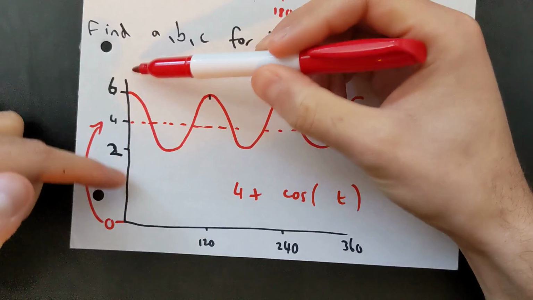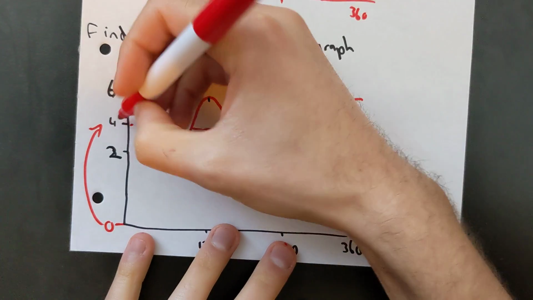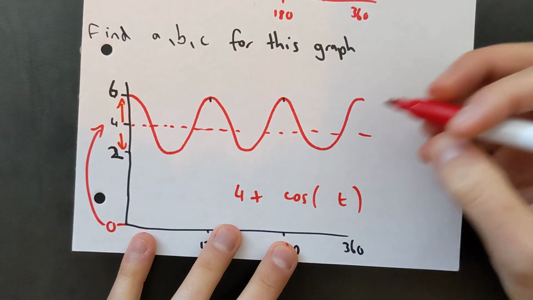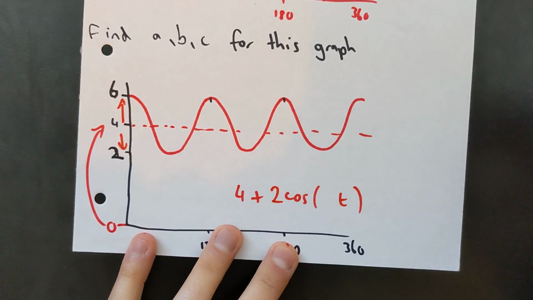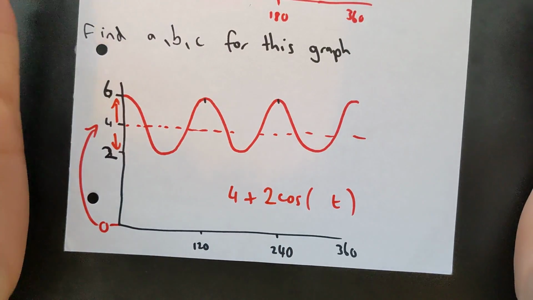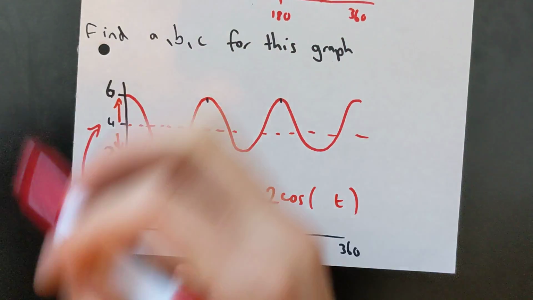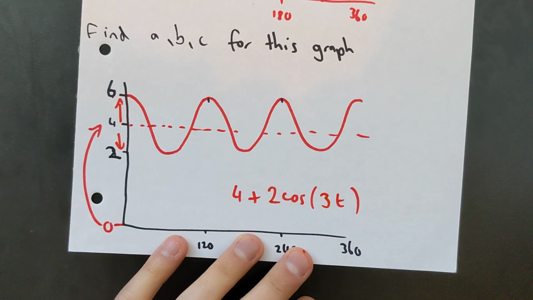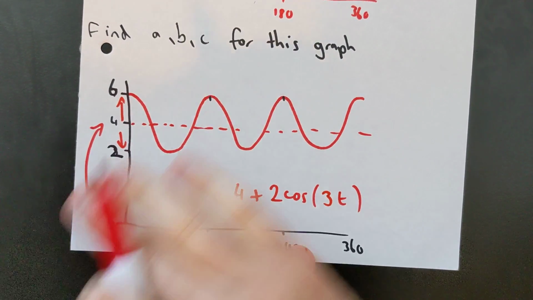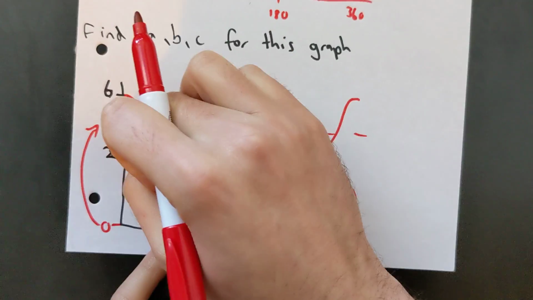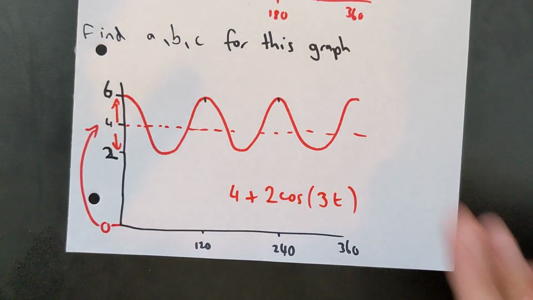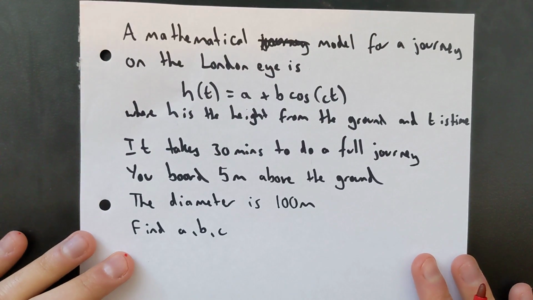Now, in terms of how this has been stretched out, it's going 2 up and 2 below away from that center, so it's been stretched by 2. Here, it's been squished in, so it happens 3 times, so that's going to be 3t. Now, this skill of being able to take that information of the middle, the maximum, the minimum, and how many revolutions are in that time is really important when we do mathematical modelling.